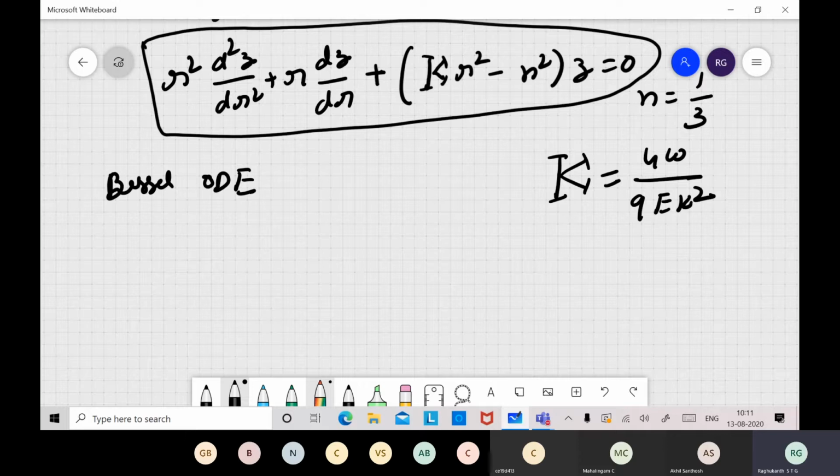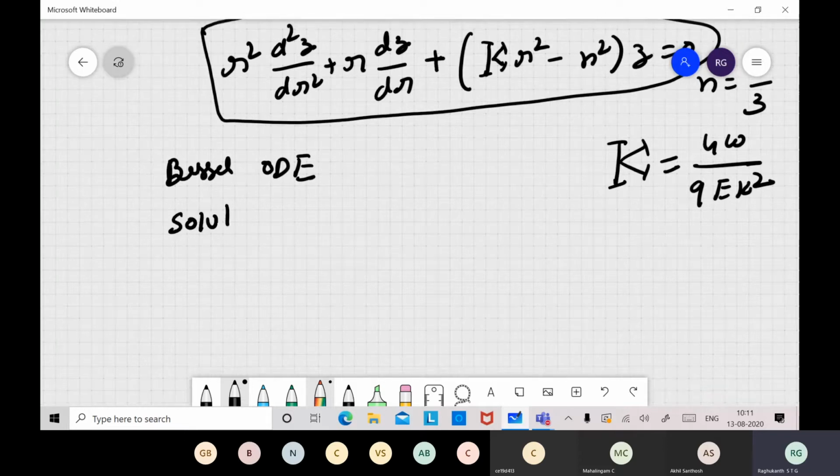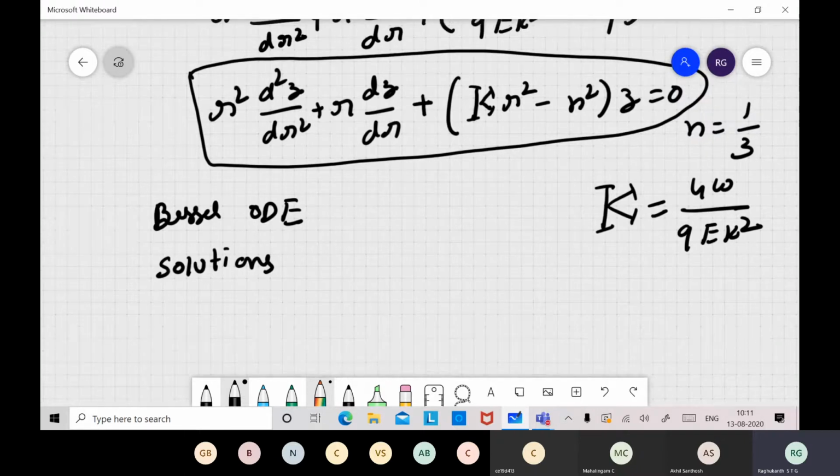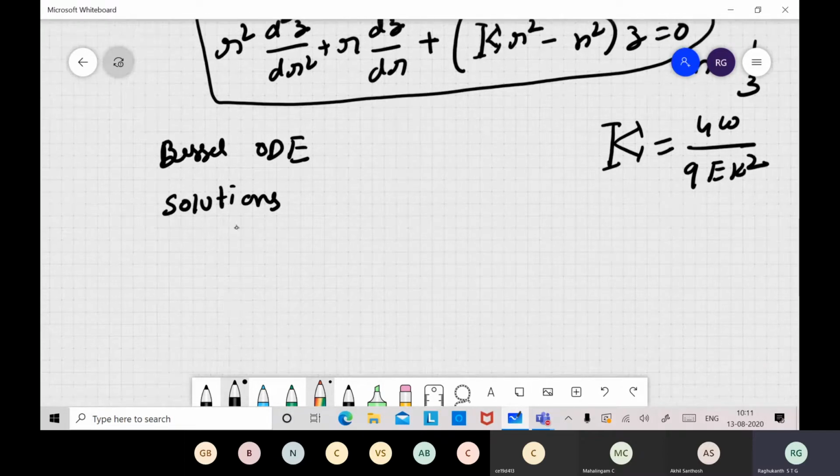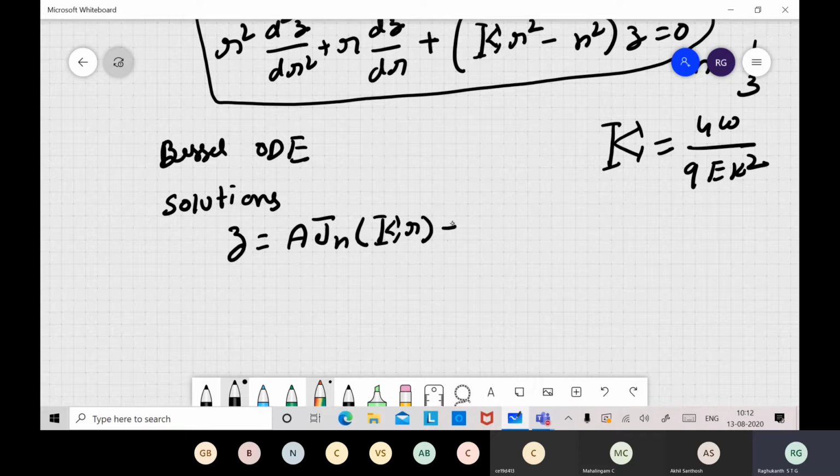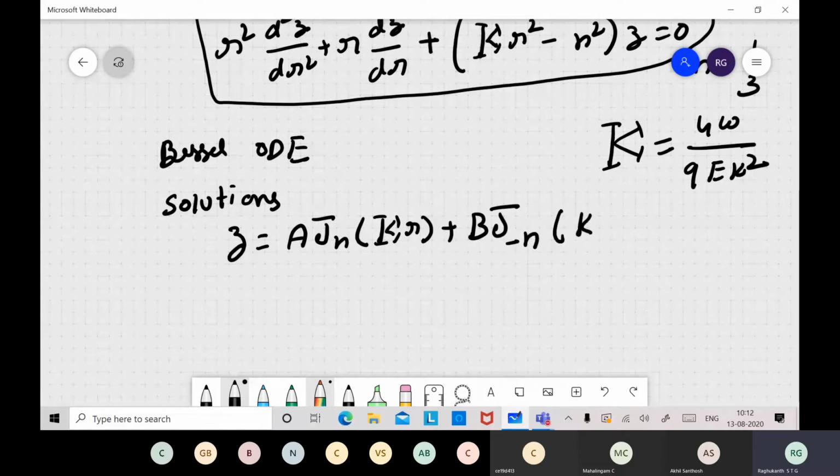Generally the solution of an equation, we write in terms of harmonics, sine theta, cos theta, sine omega t, cos omega t. Now this equation is a Bessel's ordinary differential equation where the solution can be written in terms of Bessel functions, not in terms of sine and cos. So now your z becomes a J n, that is a Bessel function. So this is a J n of kappa times r plus b Bessel function of minus nth order, with kappa times r. So this is the solution.